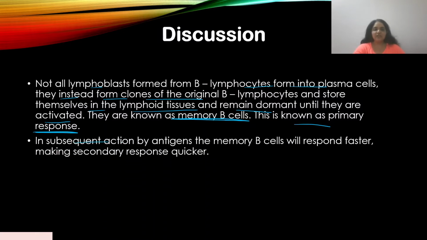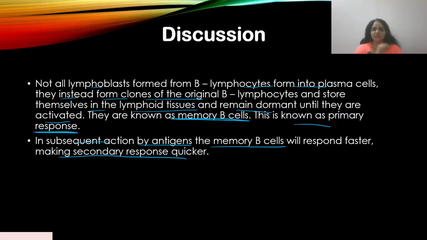Now, in subsequent action by antigens, the memory B cells will respond faster, making the secondary response quicker. The responses of B lymphocytes to antigens are divided into two parts. So you have a primary response where, for example, you are immunized against a particular virus or bacteria or whatever it is.